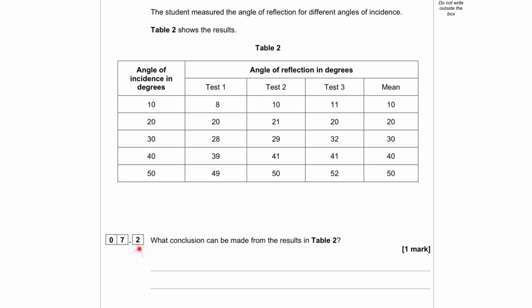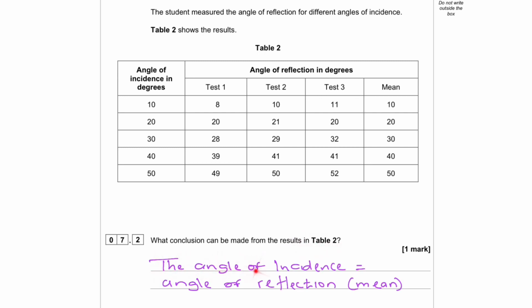Question 7.2. What conclusion can be made from the results in Table 2? The angle of incidence is equal to the angle of reflection, on average.